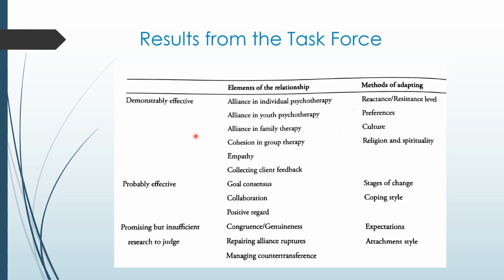And you can see, right, why does Dr. Haas talk so much about the alliance? Why does he want the alliance to be something that you recognize as different than the relationship? Because alliance in individual therapy, youth therapy, and family therapy is found to be demonstrably effective. I'll get that word right the second time. In terms of the psychotherapy relationships.